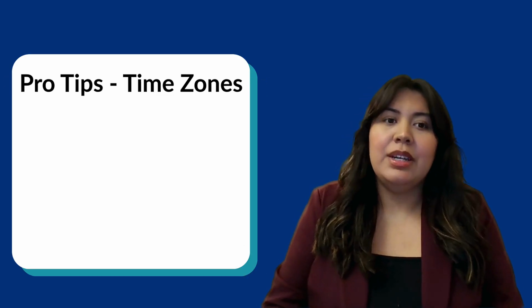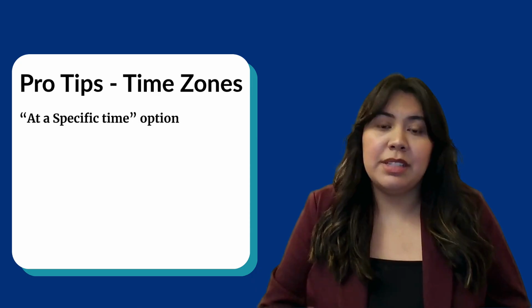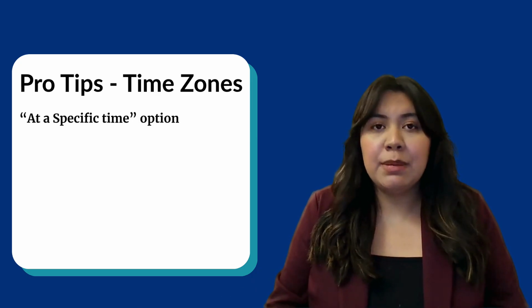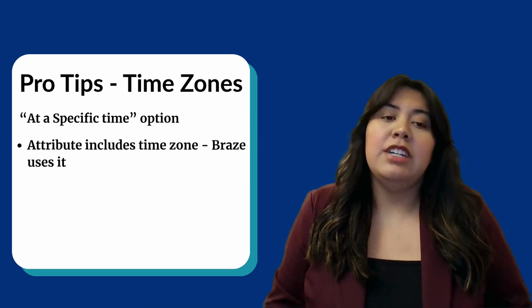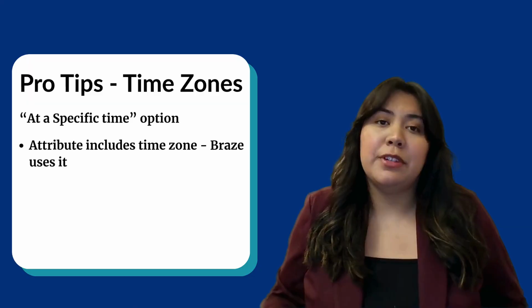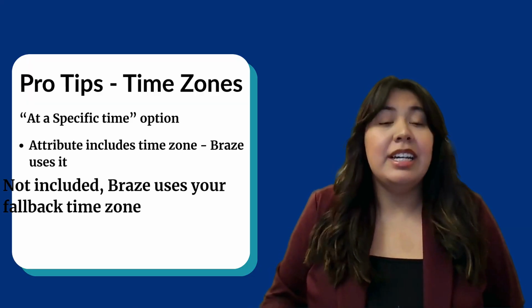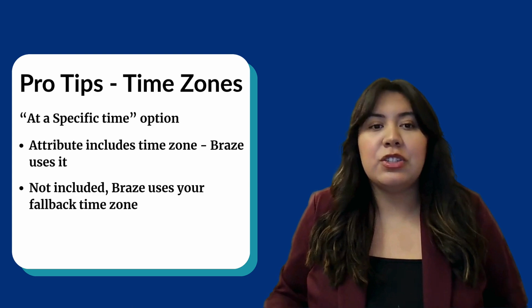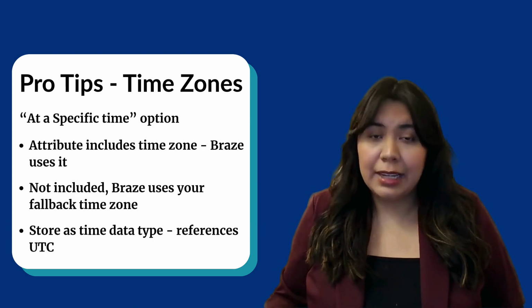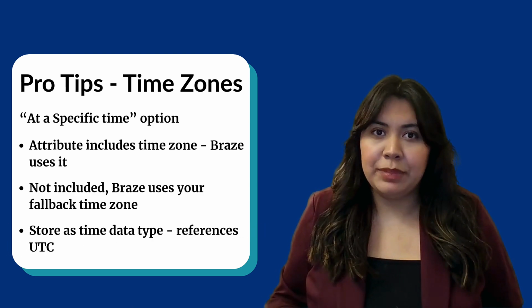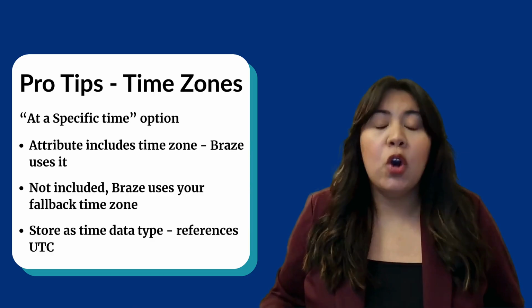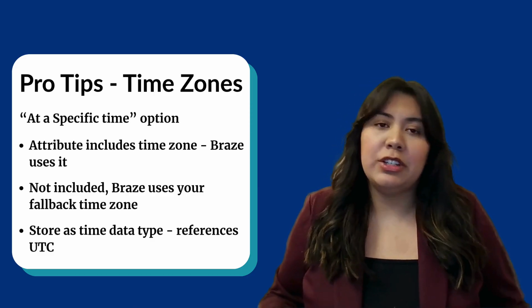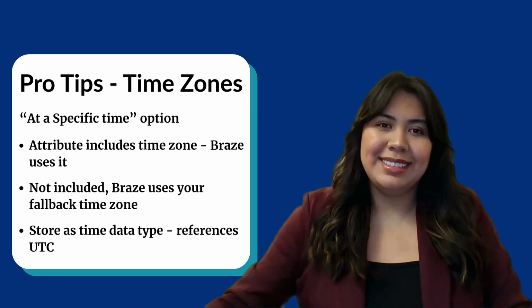Here are some pro tips for you when it comes to time zones. When you select the Add a Specific Time option, keep in mind how time zone works. If your attribute includes time zone information, Braze will use that. If not, Braze uses your fallback time zone. And if it's stored as a time data type, it references UTC. To keep everything accurate, always include time zone information in your data whenever possible.